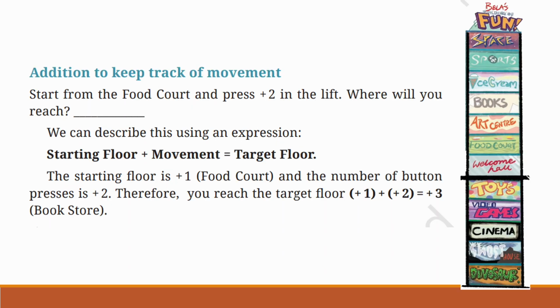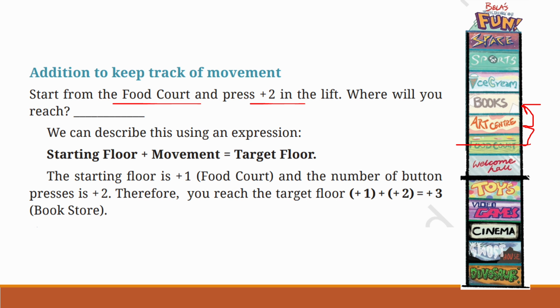Addition to keep track of movement. Start from the food court and press +2 in the lift. Where will you reach? See, start from the food court. This is the food court. You press +2 in the lift. This is +1, this is +2. Where will you reach? Bookstore.